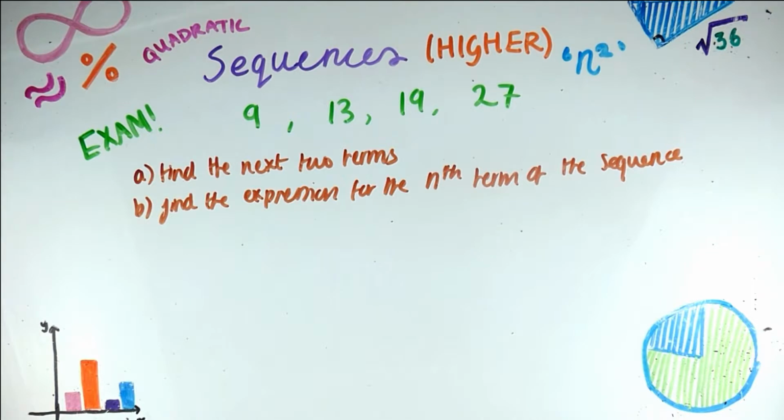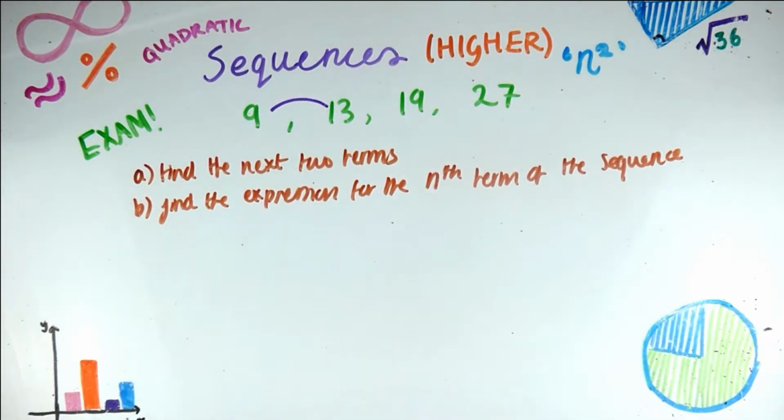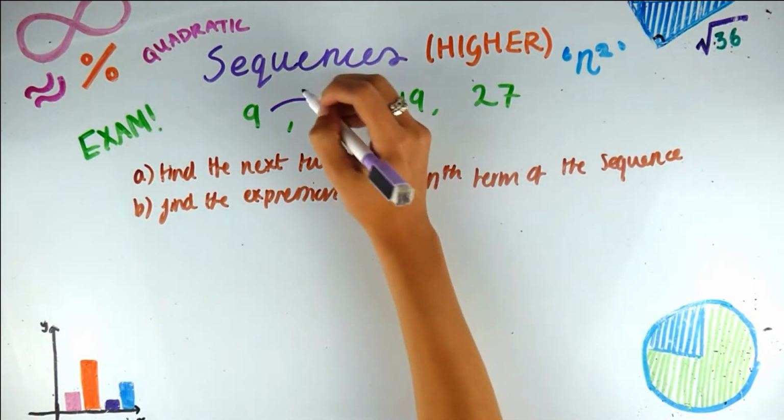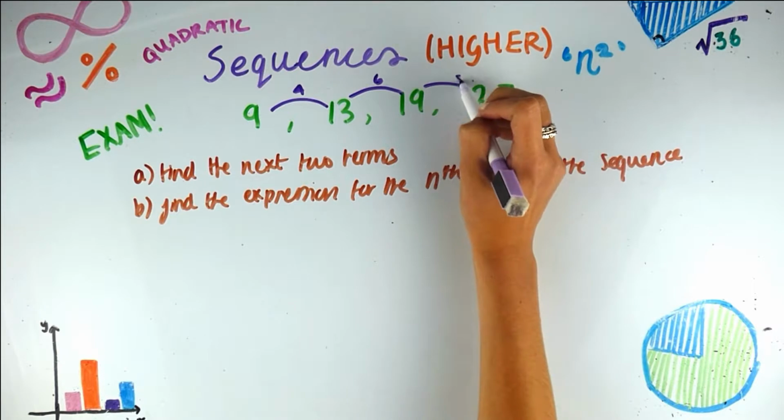Okay, so this was an exam question. We got given the sequence 9, 13, 19 and 27, and it said find the next two terms. So what do we do? What have we done to get from 9 to 13? We've added 4. What have we done to get from 13 to 19? We've added 6. And 19 to 27, we've added 8.